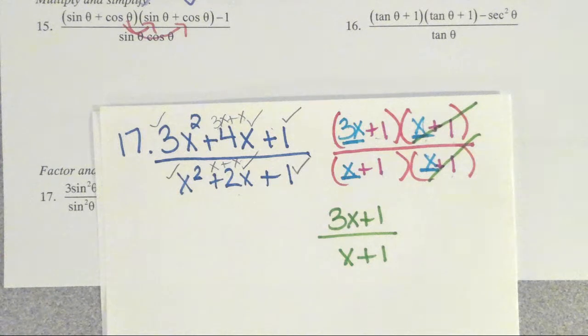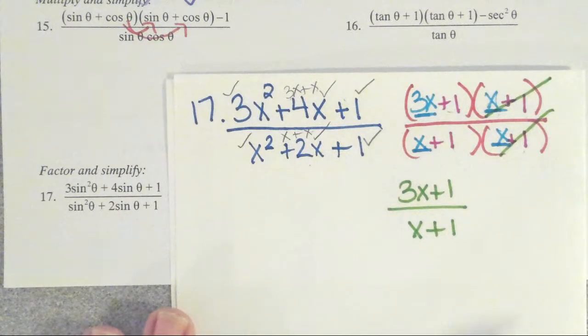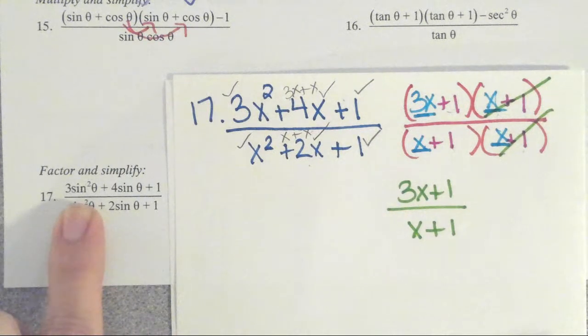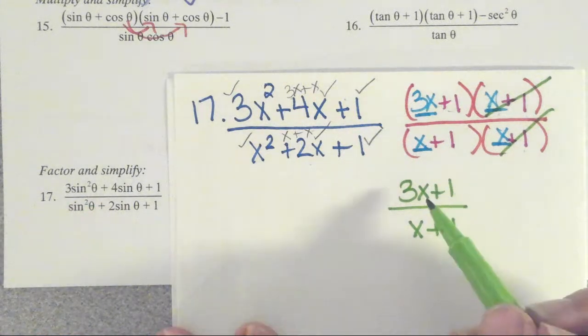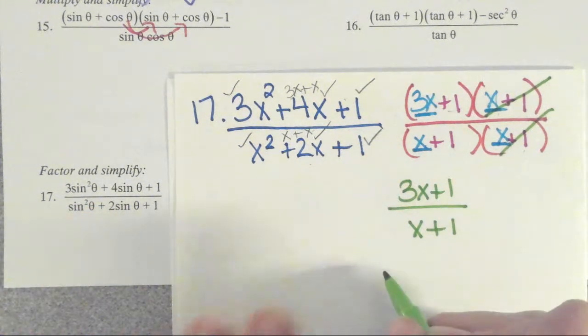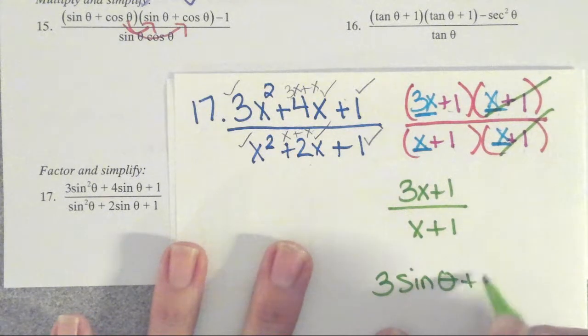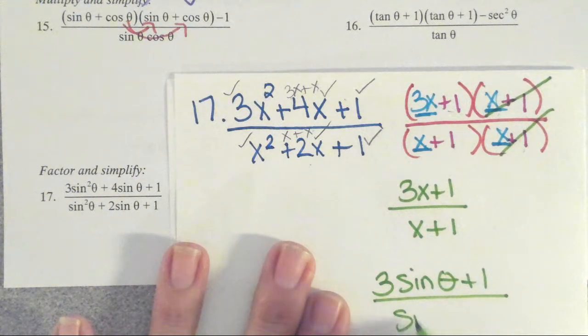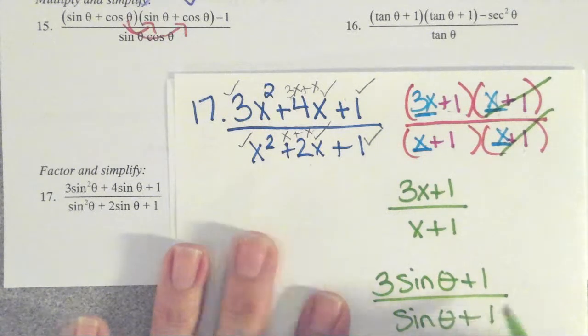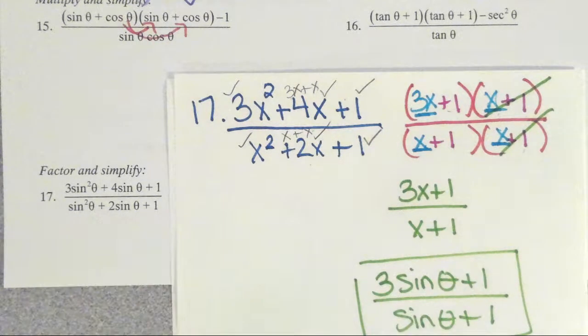The only thing left to do is to rewrite my problem with sine instead of x. So everywhere I see an x, I'm going to replace it with the word sine. So 3 sine theta plus 1 over sine theta plus 1. And that is your final answer. Okay, so let's flip the page and go look at the next section.